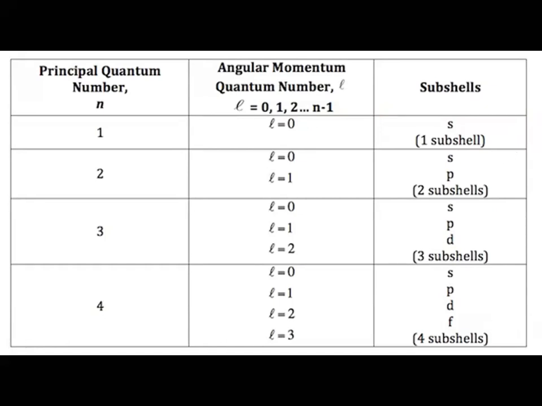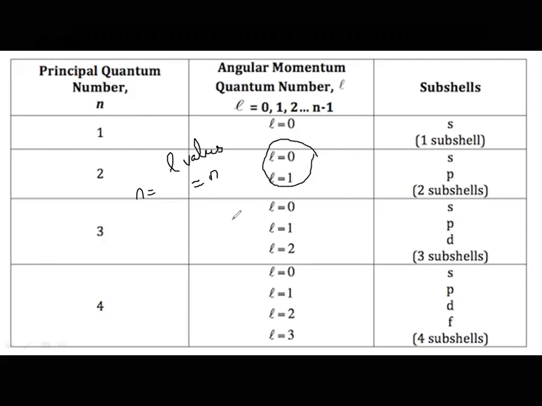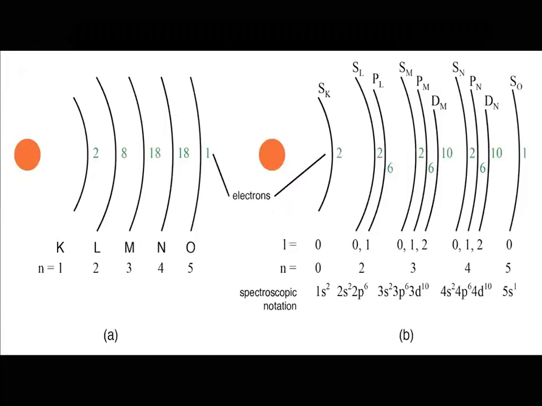For a given value of n, the total values of L are always equal to n. One more point here: for a given value of n, how many values of L do you get? It will always be equal to n. See here, n value is 1, total L values is 1. N value is 2, total L values is 2. N value 3 means it is the third shell, and it will have 3 subshells. If it is the 10th shell, it will have 10 subshells. So for a given value of n, total L values is always equal to n.